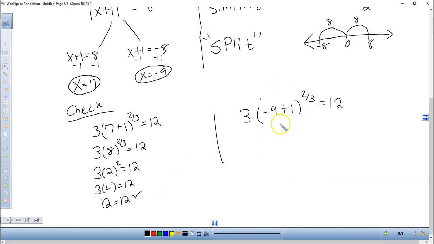That's correct. Over here, negative 9 plus 1, well, that's negative 8. Negative 8 to the 2/3, still cube root it and square it. So negative 8 cube rooted is negative 2. Negative 2 squared, that's 4, since we're in parentheses. And 3 times 4 is 12. Well, that's correct. So both of these produced correct solutions.